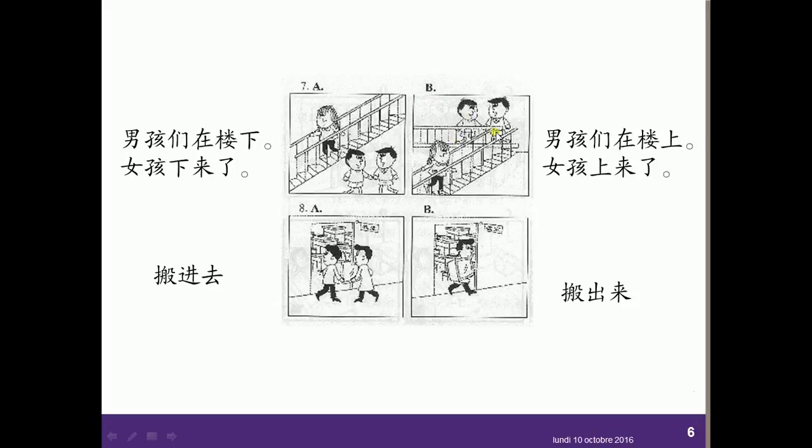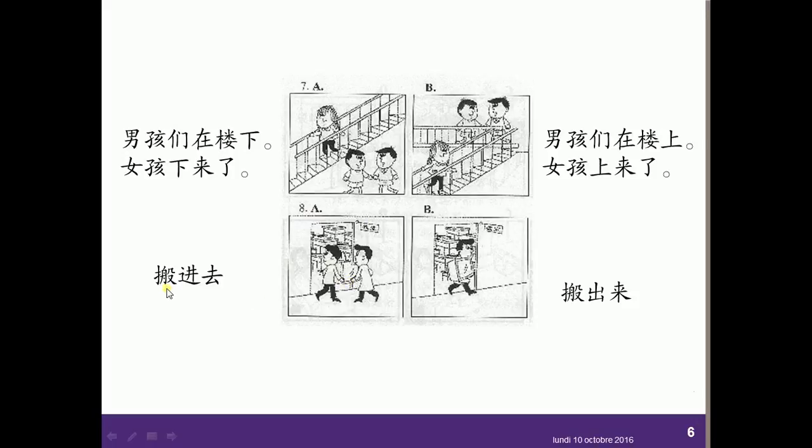All right, then 7B. This way. So the boys are upstairs, the girl is going up, and it's towards the speakers, if the boys are the speakers. So 男孩们在楼上，女孩上来了。So boys upstairs, the girl coming up.